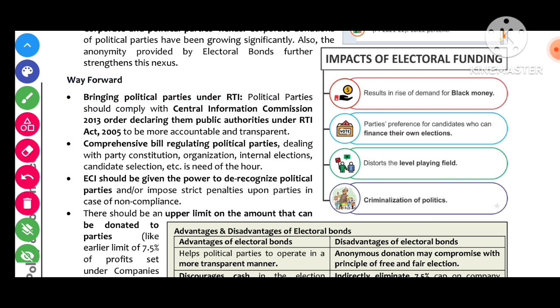Okay, so bringing political parties under RTI, and political parties should comply with the Central Information Commission 2013 order declaring them public authorities under the RTI Act 2005, and a comprehensive bill regulating political parties, dealing with party constitution, organization, internal elections, candidate selection is the need of the hour, and the Election Commission should be given the power to de-recognize political parties.